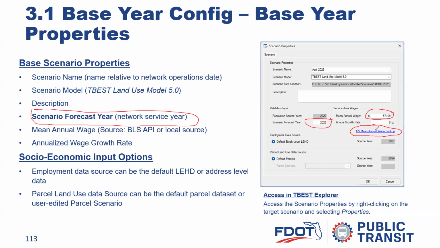Okay, so we have an annualized growth rate. If you want to expand the mean annual wage out into the future, you put in an annualized growth rate, a compound growth rate that would take it out however many out years the forecast year is, to keep up with inflation.